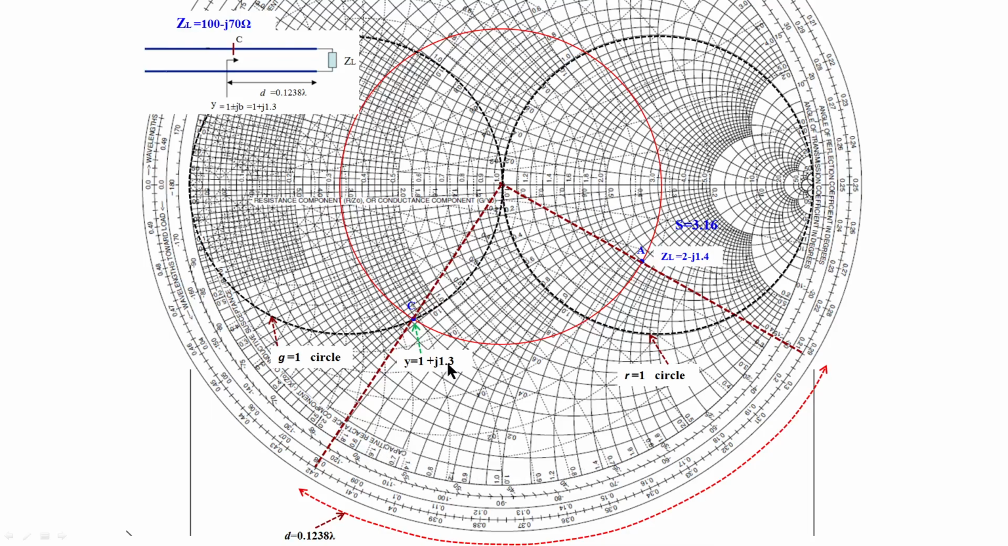So what I did is I moved like this and stopped at some position, having traveled some distance d. I stopped here. What is the admittance I got? I got 1 plus j1.3. At what distance from the load did I stop?